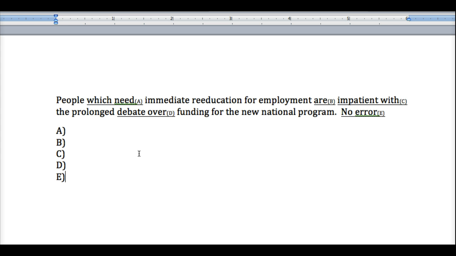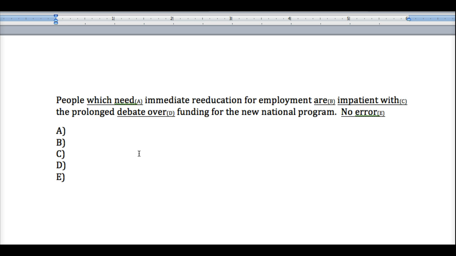Well, let's look at other things. Impatient with the prolonged debate seems fine. The debate over funding for a new national program. The beginning says people which need immediate re-education for employment. Now here's a problem. And here's where you'll find the mistake. And it's pretty slick because they didn't underline which by itself.